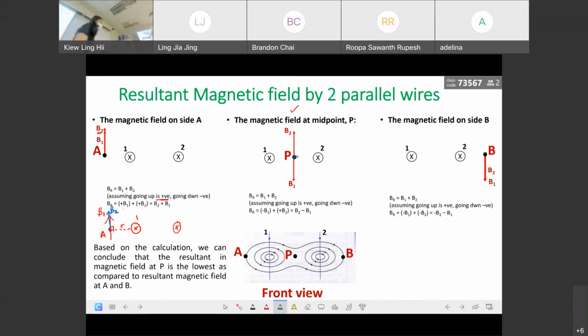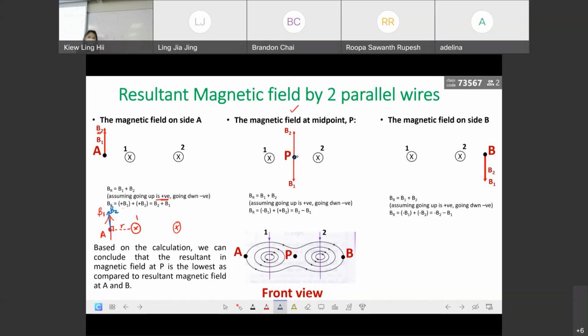Oh, just now was better. That was clear. Oh, okay, then we use this one. Okay, so these are the two wires and point P is here. So, wire 1 and wire 2.